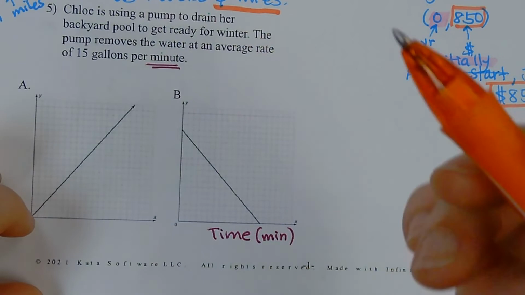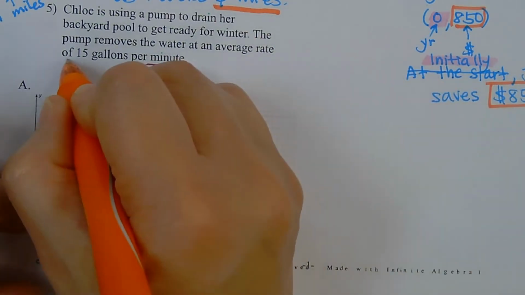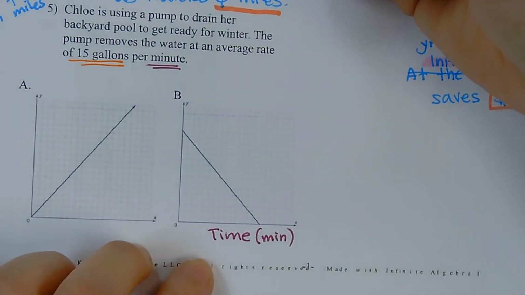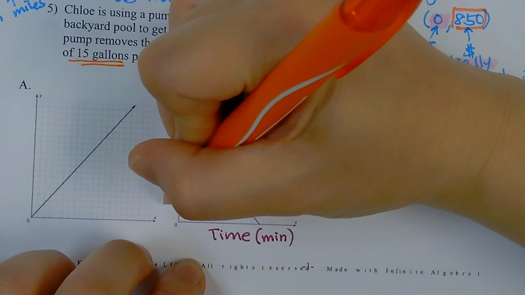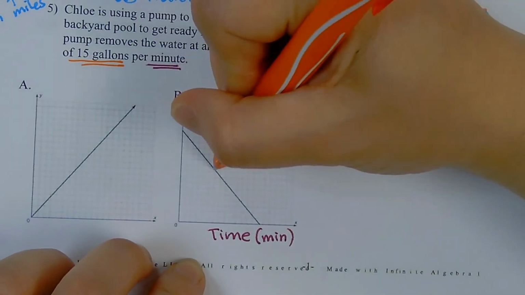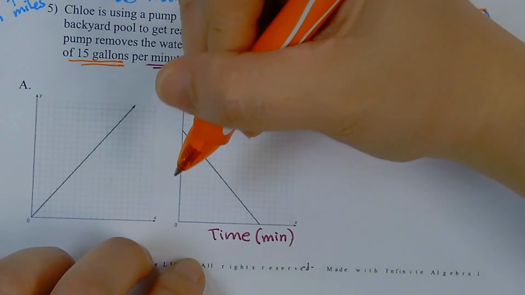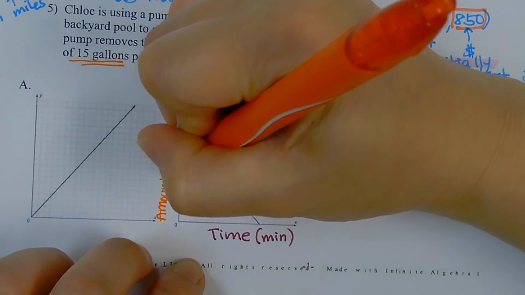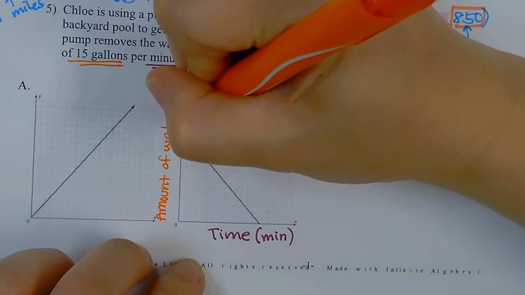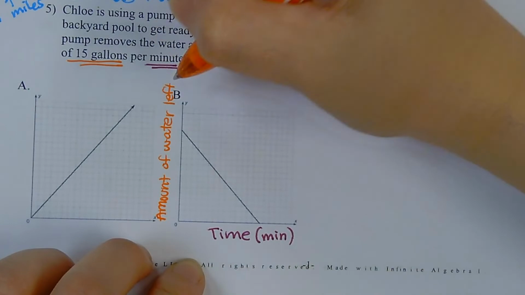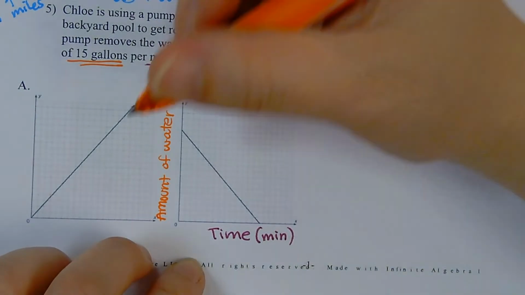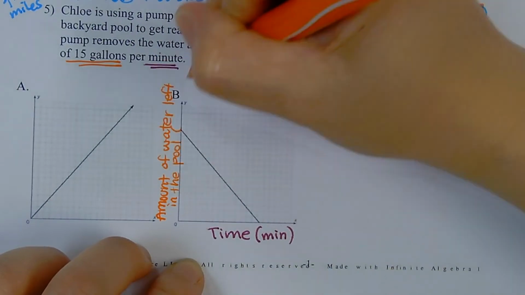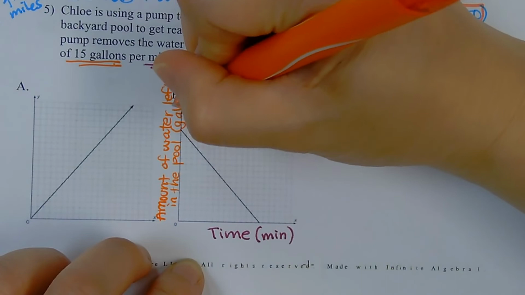Oh yeah, did you say the water? I think I vaguely heard you. So we're talking about gallons, not the 15 part, but gallons. Remember it's going down, so it's the amount of water that we drain or the amount of water that we have left. Since it's going down, it's the amount of water left in the pool. So let me say in the pool. Again, we got gallons, so gallons.